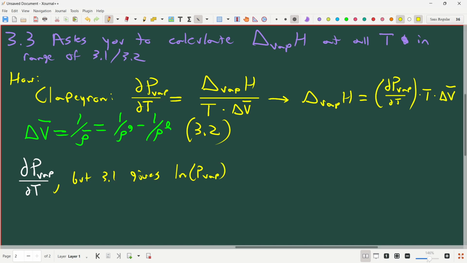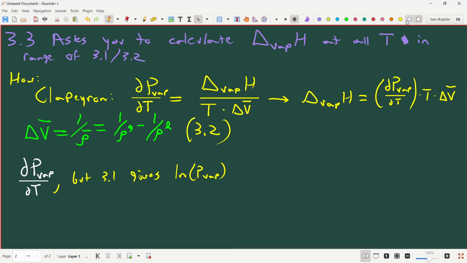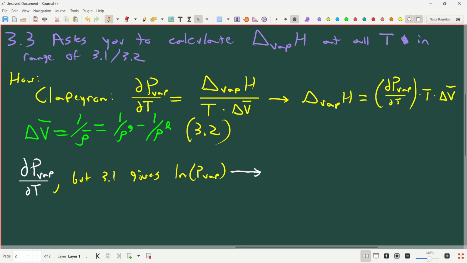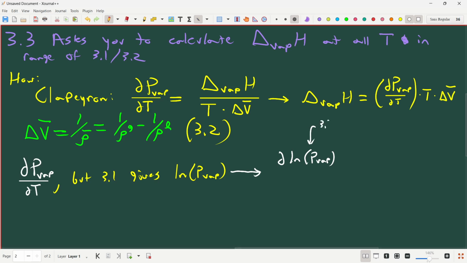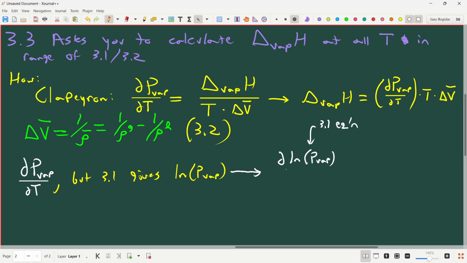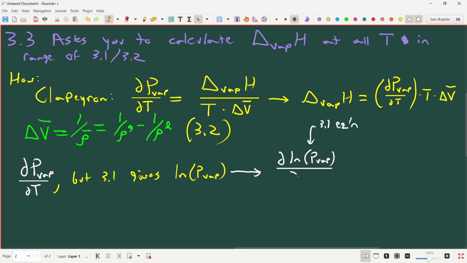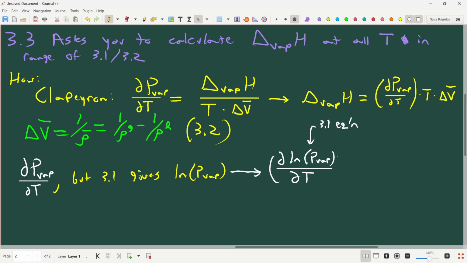Okay, so we need to figure out how to take a derivative, how to get dP/dT from ln of P. All right, and the idea is just use the chain rule. So if you take the derivative of that function for the log of P from 3.1, this is the 3.1 equation, and take a derivative of it with respect to temperature. It's a very easy derivative, right? It's just like a polynomial. It's got an x squared, x to the third. Really easy calculus. You do it in your head.